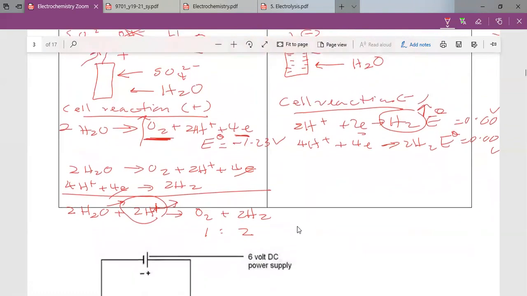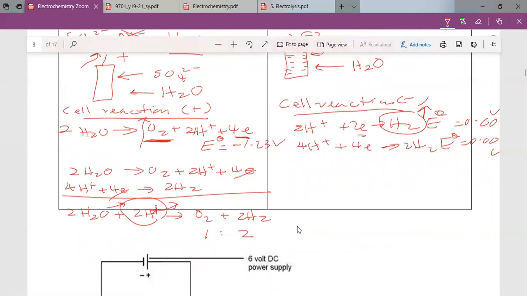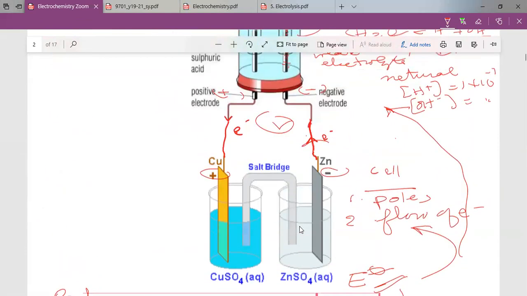Now, of course, they will ask you, what is the minimum potential? What is the minimum EMF I must have? It means what the cell, this cell here, right?